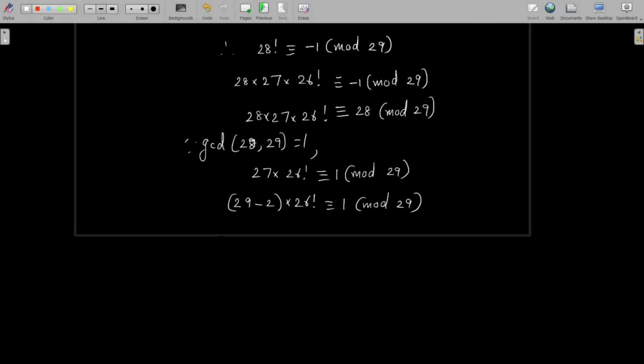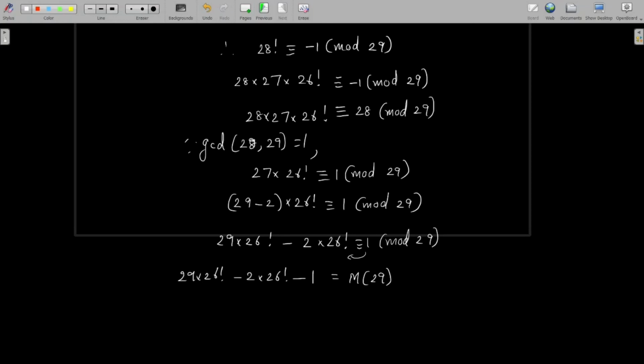29. Removing the bracket, we get 29 into 26 factorial minus 2 into 26 factorial is congruent to 1 mod 29. So this means 29 into 26 factorial minus 2 into 26 factorial minus 1 is equal to a multiple of 29. Since 29 into 26 factorial is a multiple of 29, this term minus 2 into 26 factorial minus 1 is also a multiple of 29. Or you may write 2 into 26 factorial plus 1 equal to a multiple of 29.